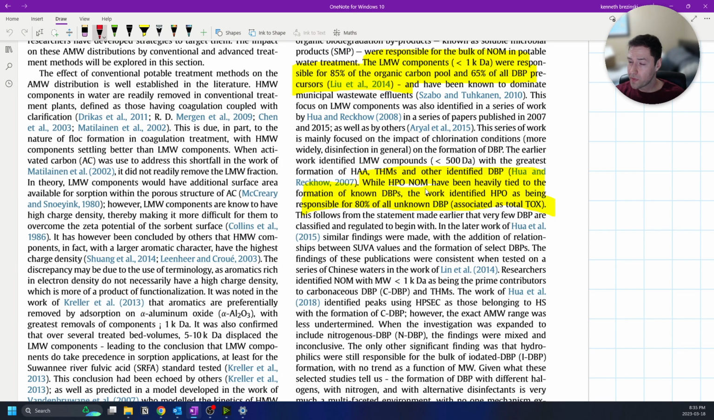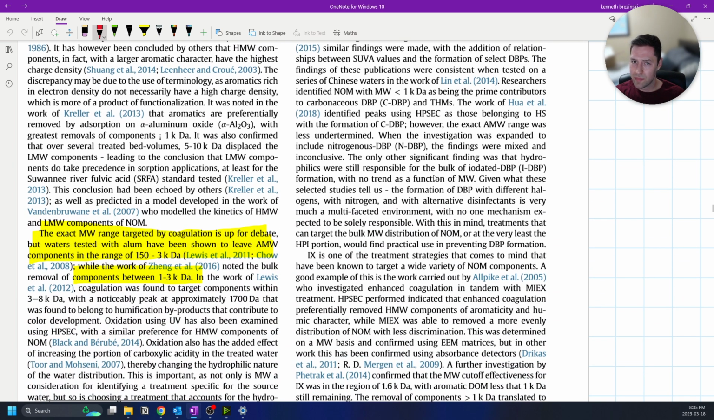Hydrophobic NOM, natural organic matter, has been heavily tied to the formation of known DBPs. At least with this particular work, they identified hydrophobics as being responsible for 80% of all unknown disinfection byproducts. And I can't quite remember from this paper how they actually found out about unknown disinfection byproducts. I kind of remember what the paper looked like, but it's been years since I looked at it. Like, how exactly can you find an unknown disinfection byproduct if it's unknown? But that was some interesting work.